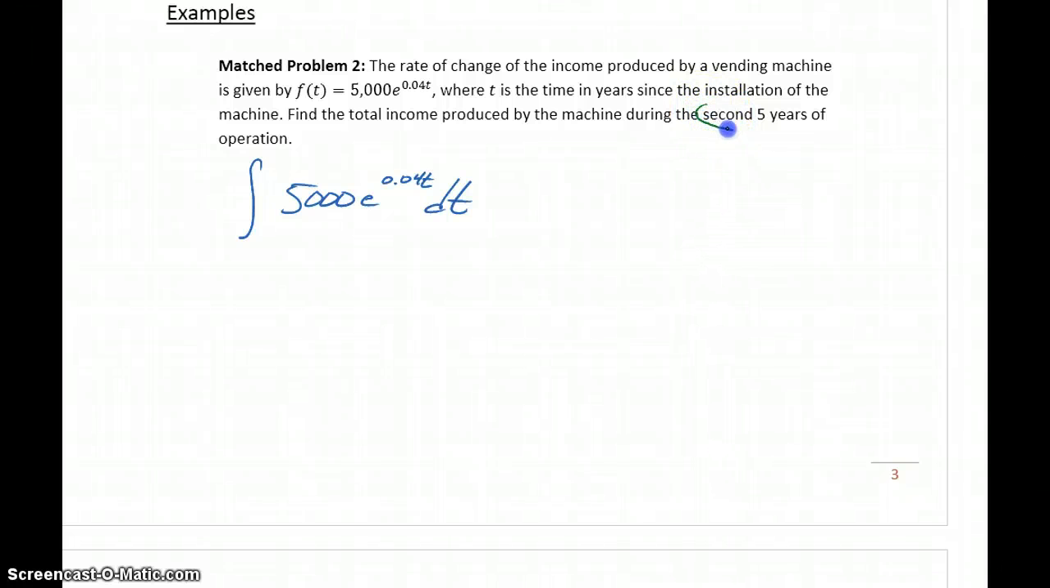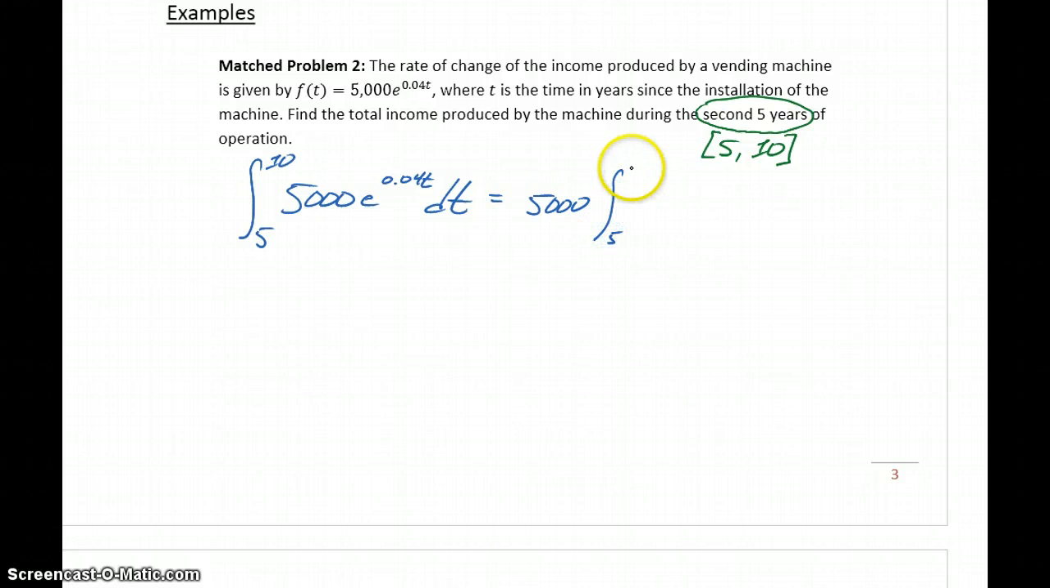In this case, we're not given the specific numbers, but we are told we want to figure out what this is over the second 5 years of operation. So that would be on the interval from 5 to 10. So in this case, we'll integrate from 5 to 10, 5,000 e to the 0.04 t dt. So 5,000 is just a constant multiple. We can pull that out in front of the integral. So what we're integrating is from 5 to 10, the function e to the 0.04 t dt.